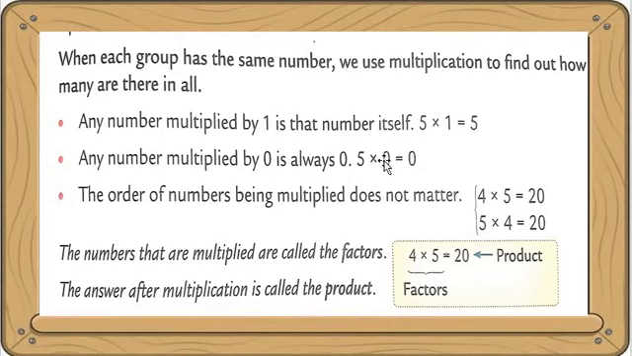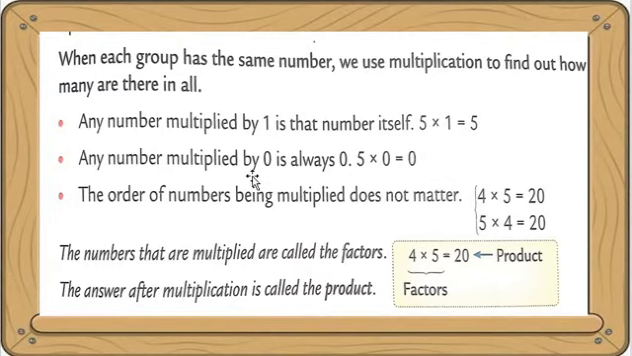For example, 5 zeros are 0. I'll give you more examples. 1 zero is 0, 2 zeros are 0, 3 zeros are 0, 4 zeros are 0, 5 zeros are 0, 6 zeros are 0, 7 zeros are 0, 8 zeros are 0. Like that, any number multiplied by 0 is always 0.